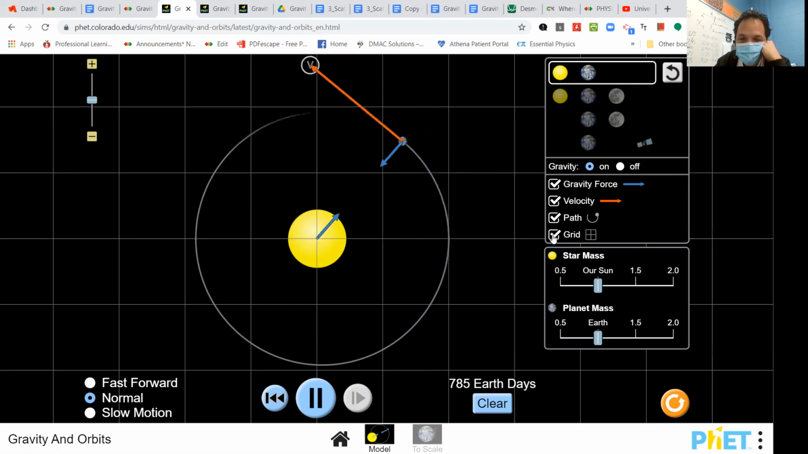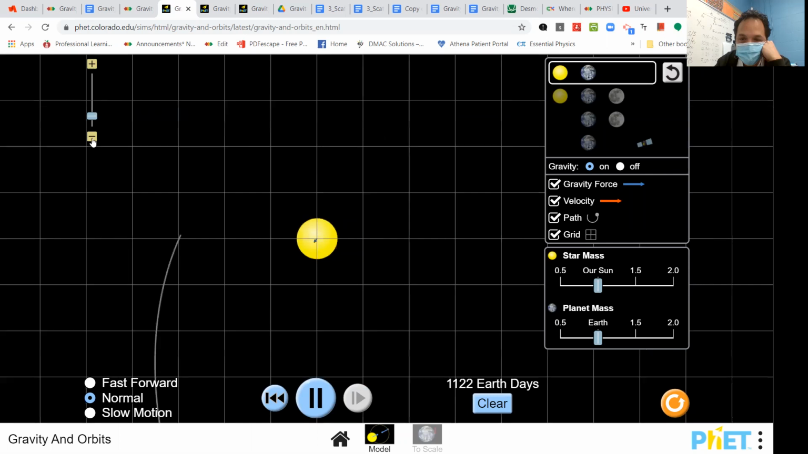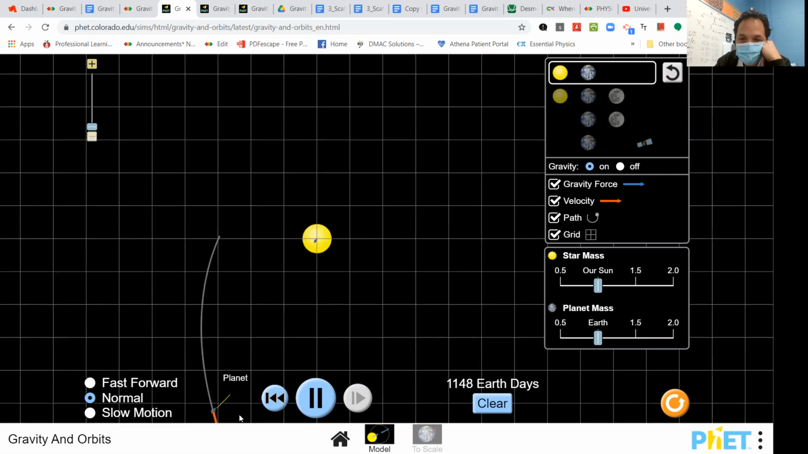Now, you could change the distance between things, and you can see how that affects the orbit. Let's see if we can grab the Earth. What if it was further away? What would happen then? I don't think we're going to make it. See, if we were just a little bit further away from the sun, our orbit wouldn't work. We'd just go off forever.